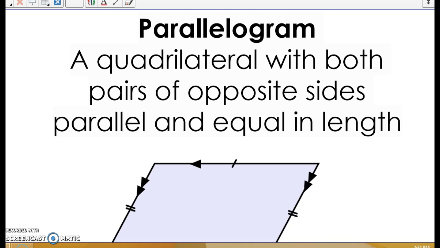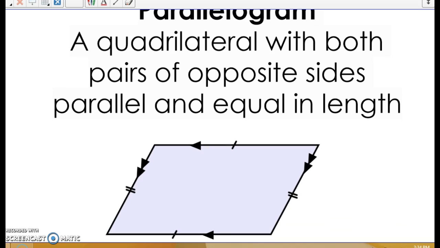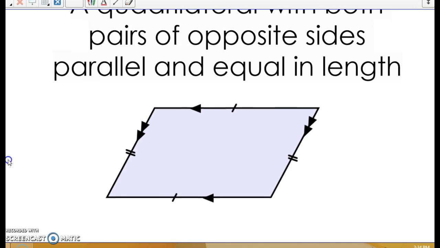All right, and here we have a parallelogram, so just some more examples. A quadrilateral with both pairs of opposite sides parallel and equal in length. Remember, this means that this is congruent. These little dash marks, we learned that a couple sections ago. And then these arrows mean that they're parallel. So this line is parallel to this line since they both have one arrow. And this line is going to be parallel to this line since they both have two arrows.